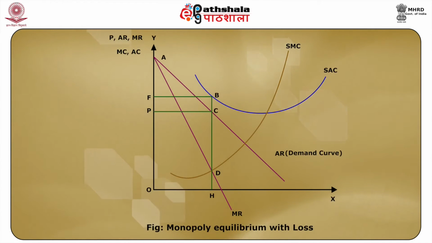In the figure, the short run equilibrium is given by the point D, where the short run marginal cost curve cuts the marginal revenue curve from below. The firm produces OH amount of output and sells it at price CH. Short run average cost of producing OH units of the commodity is HB. Therefore, total loss of the firm is the area BCPF.